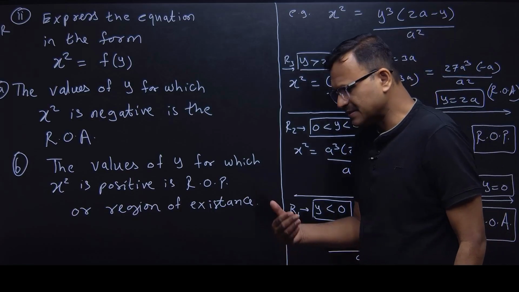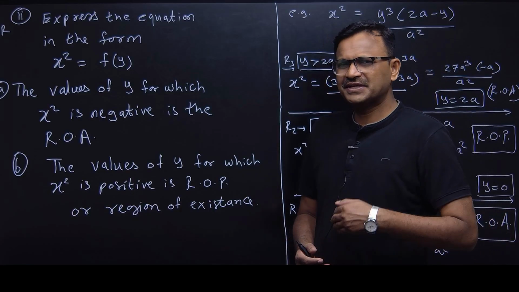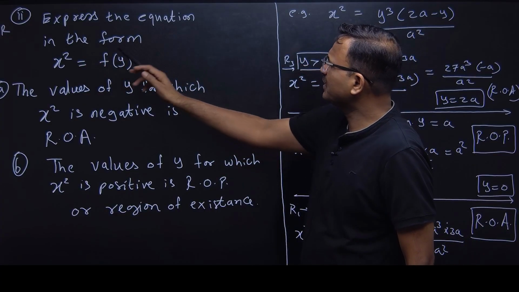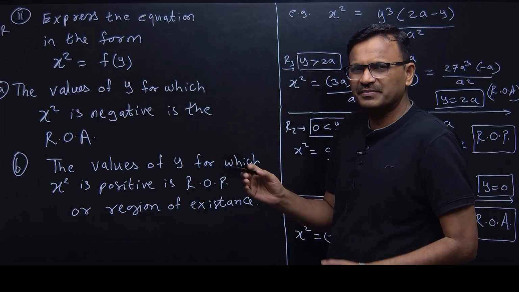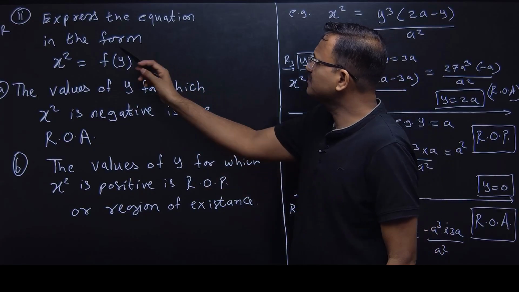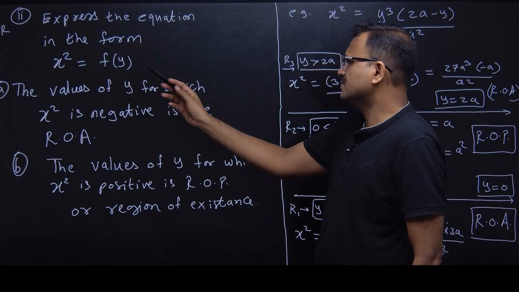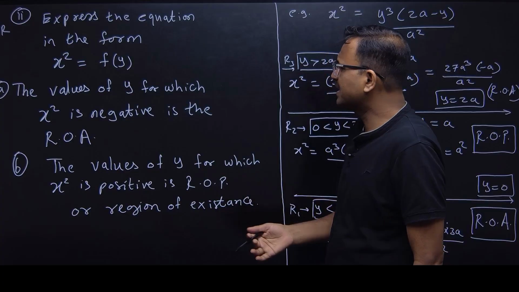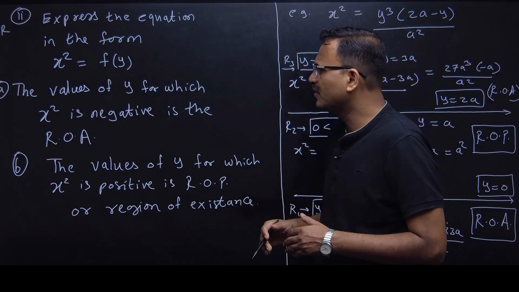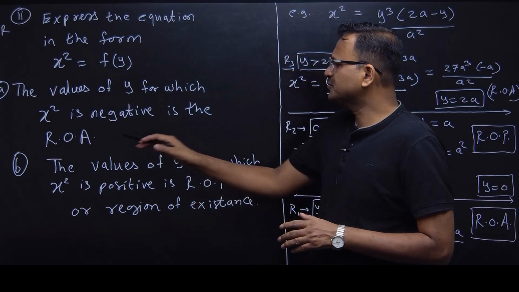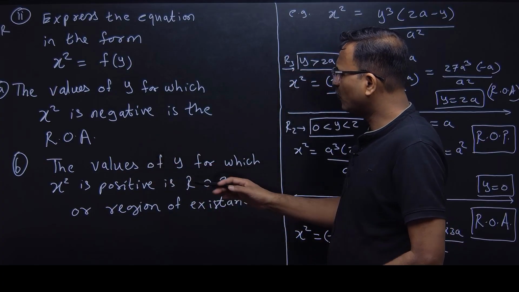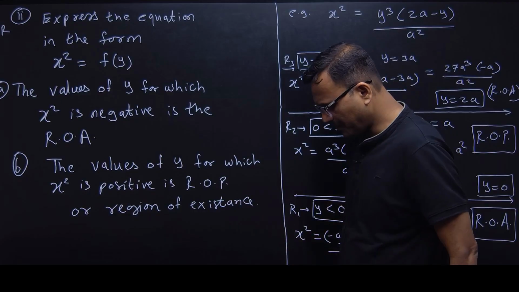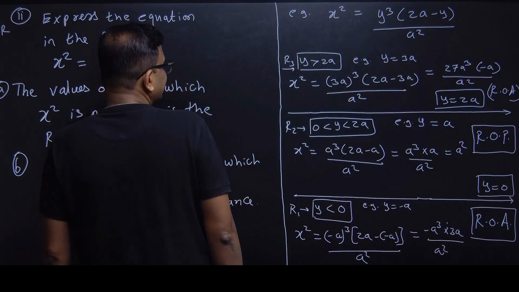Also, see, sometimes it may not be possible to express the equation in the form y square is f of x. In that case, we express the given equation in the form x square is some function of y. We'll bring x square on the left hand side and all remaining terms of y in the equation on the right hand side of the given equation. Now, the values of y for which x square is negative is the region of absence. The region where x square becomes negative will be our region of absence, whereas the values of y for which x square is positive is the region of presence. The region where x square is positive is the region of presence or region of existence.